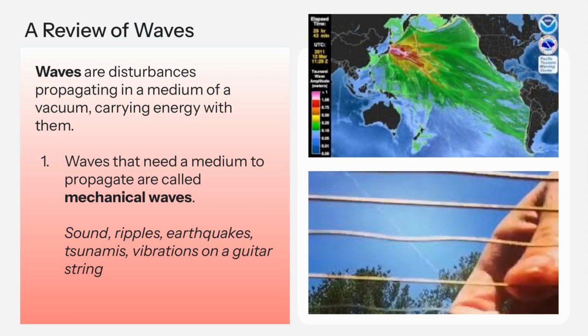Waves that strictly require a physical medium to propagate are called mechanical waves. This means they cannot exist without particles to vibrate, which is why we have sound, water ripples, tsunamis, and the physical vibrations on a guitar string.